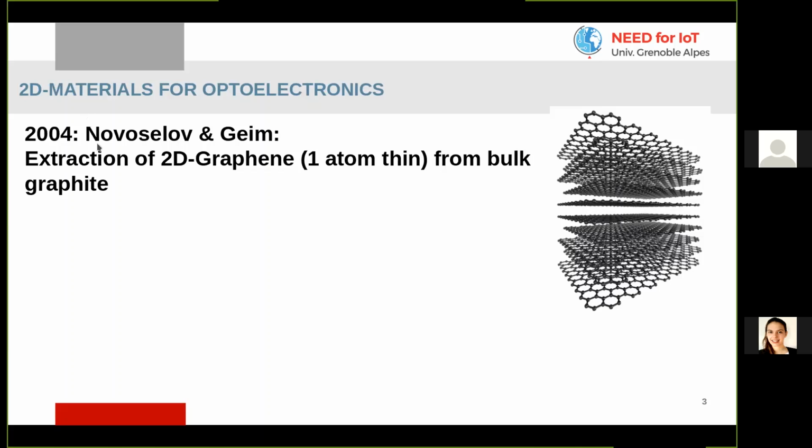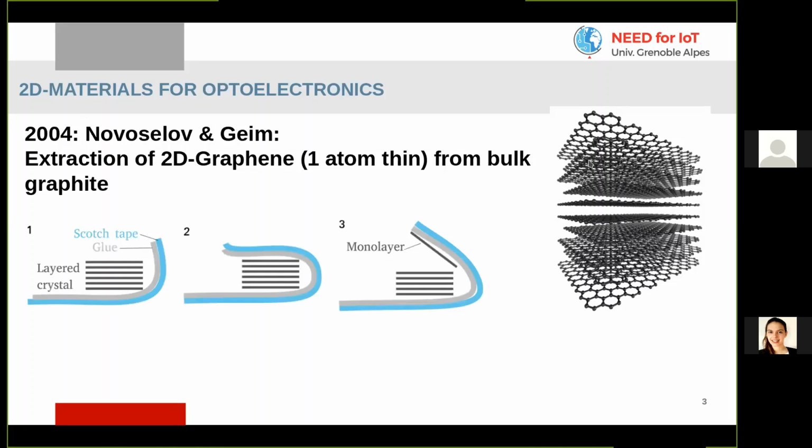Now, in 2004, the researchers Novoselov and Geim were able to extract what they called graphene, that is a monolayer sheet, from this bulk graphite. How did they do that exactly? They put the bulk graphite onto some scotch tape, and then they pulled off what is called a monolayer, or what they then called graphene.